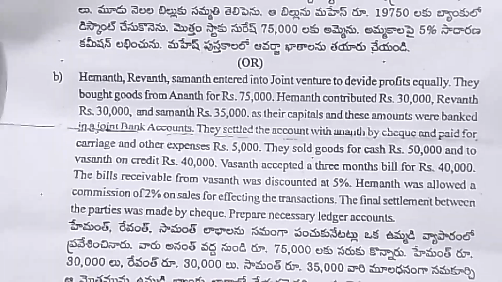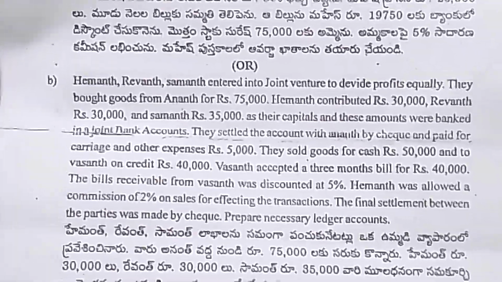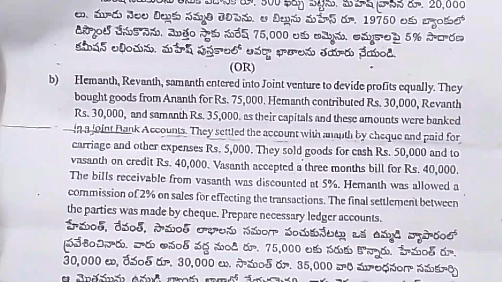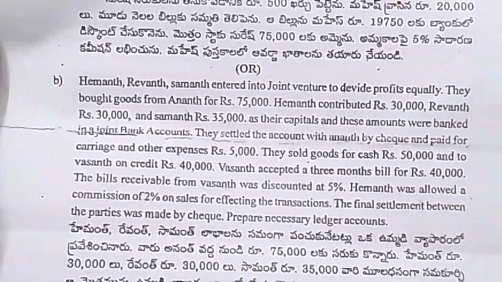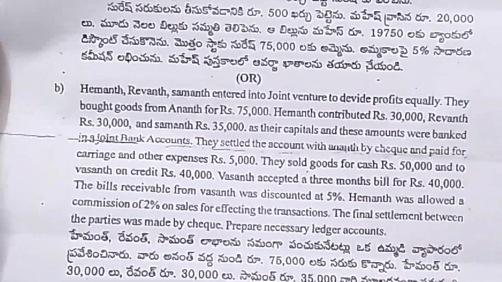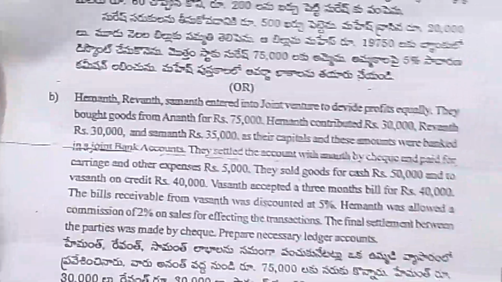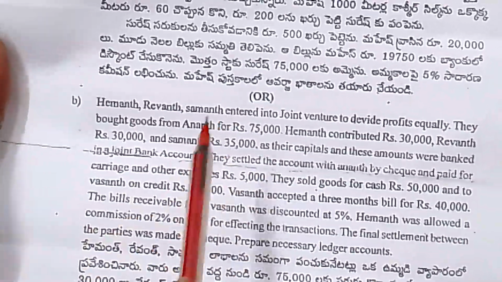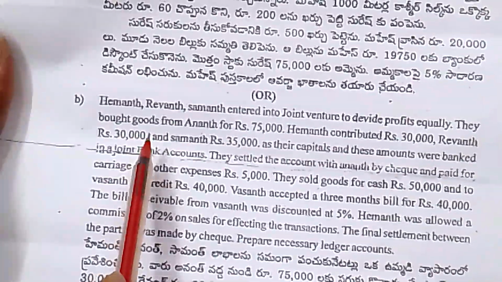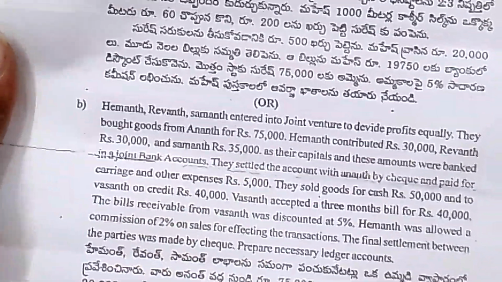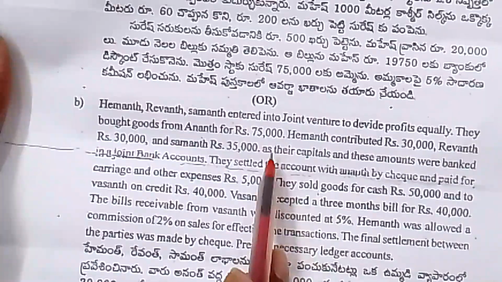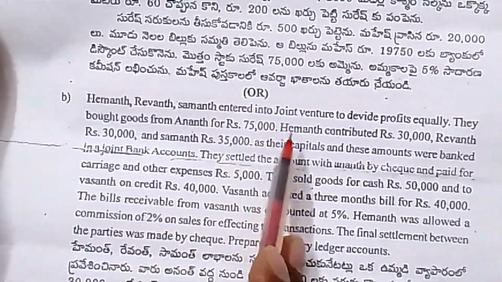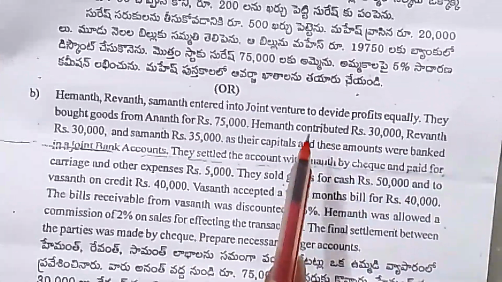In this problem, I will explain general entries for each transaction. Let us see this problem. So first entry, joint goods purchased from Anant. Entry: joint venture account debit to Anant account, being goods purchased from Anant, outside party. Okay, first entry.